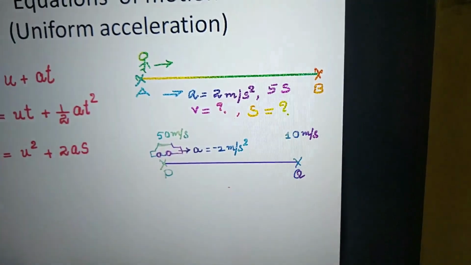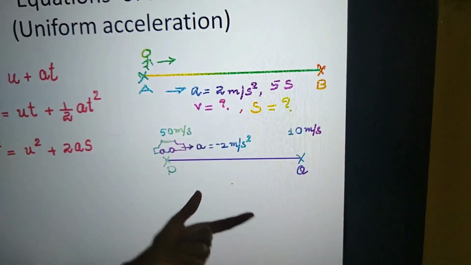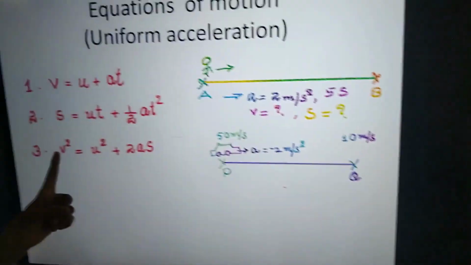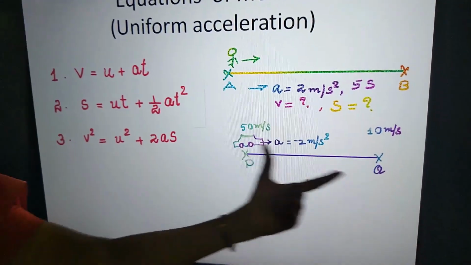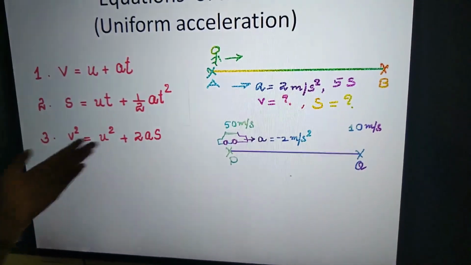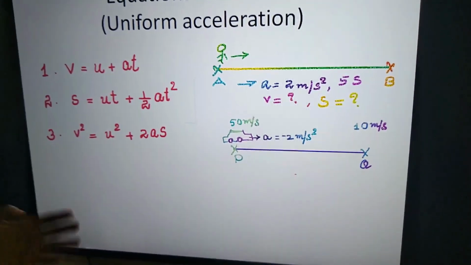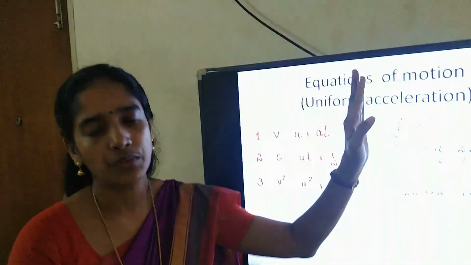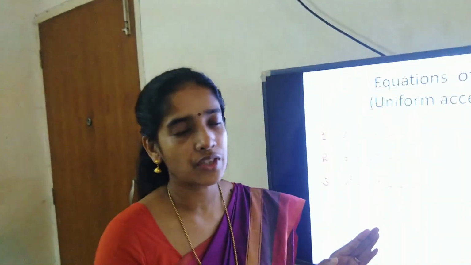This is the meaning of the situation. And here you are asked to find how much is the distance traveled by the car when it reaches Q. So here we are given V, U, A. We have to find what? The distance traveled by the car. So yes, we have to find. So in that case, we can use which equation? Third equation. These three equations are enough to deal with uniformly accelerated motion.